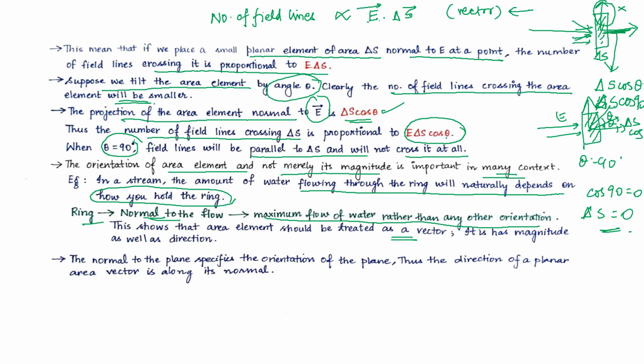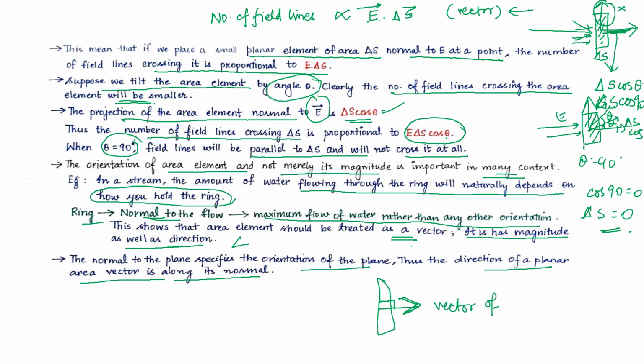That's why they are saying that area vector, area element is also a vector. It has magnitude, of course, which we are seeing, as well as direction also. It depends upon orientation. The normal to the plane specifies orientation of the plane. Thus, the direction of the planar area vector is along its normal. So, planar area vector is this and normal to this plane is this. So, in this direction we define the vector of area.